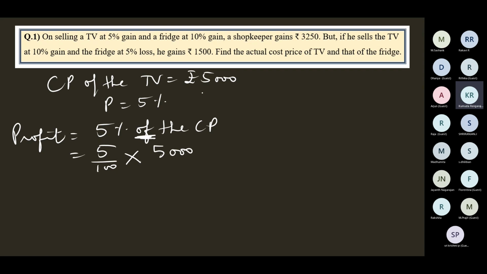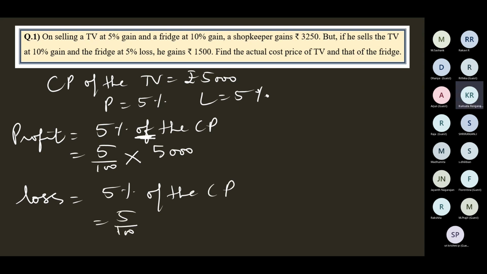Loss also. Supposing it's given loss is 5%. Same way, how will you find loss? Same thing. Loss is 5% of the CP. So that is 5 by 100 of it. Loss doesn't become minus 5. Same thing, 5 by 100 into the CP 5,000. And that also is how much? What is this when you cancel? 250.